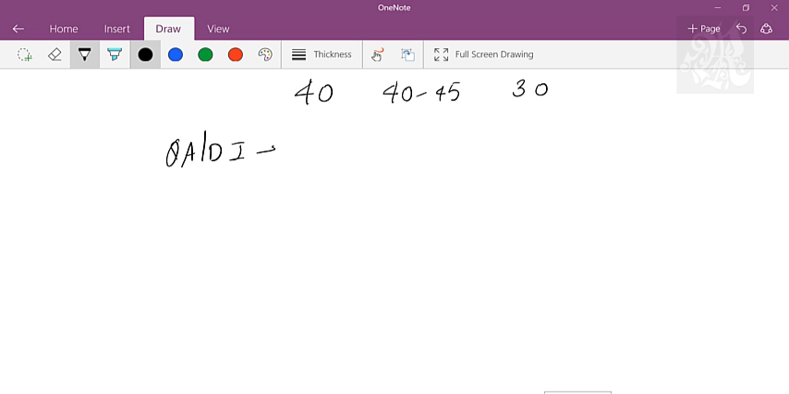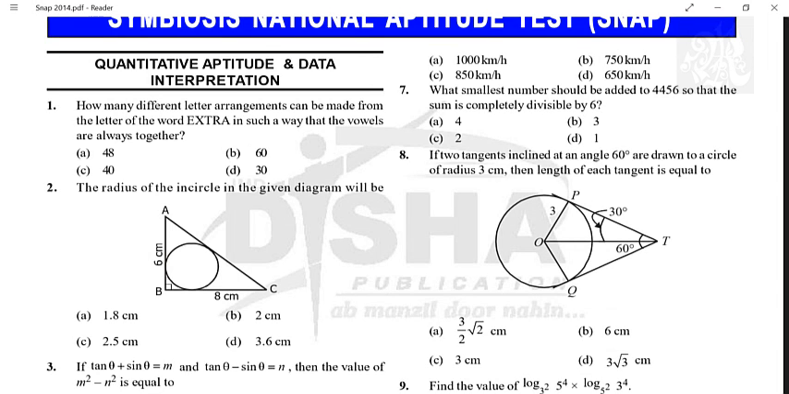Your major focus in Quant and DI will be on the arithmetic chapters, as I mentioned earlier as well, your geometry basics, and a little bit of probability and PNC. Nothing more than that, and numbers will be very basic. Numbers will be asked just for the heck of asking. Alright, let's have a look at this.